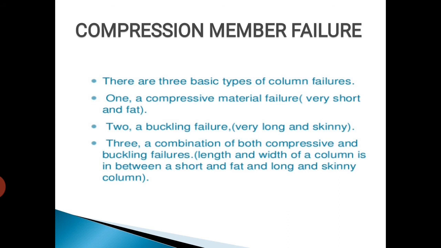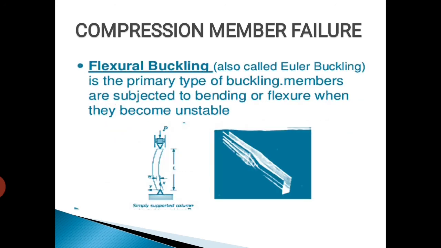Compression member failure. There are three basic types of column failures. See the second point. 1. A compressive material failure, very short and fat. 2. A buckling failure, very long and skinny. 3. A combination of both compressive and buckling failures. In this case, the length and width of the column is between a short and fat and a long and skinny column, meaning a combination of all columns.